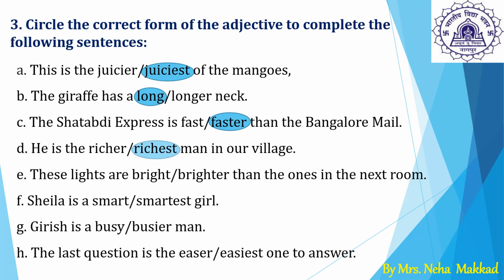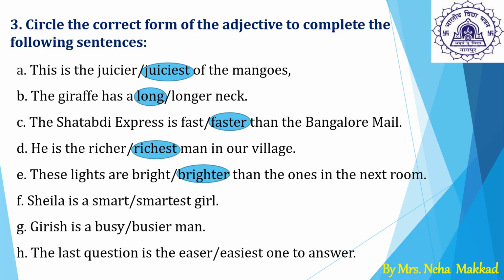He is the richest man in our village. So among all the people in the village, he is the richest man. The will come in front of the superlative degree. These lights are brighter than the ones in the next room. Two rooms' lights are being compared and brighter will be followed by the word than. So these are certain clues, children, which I am giving on how you have to identify the adjective which you have to choose and pick.